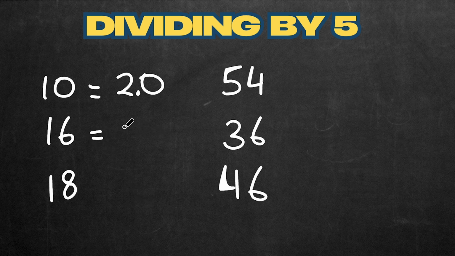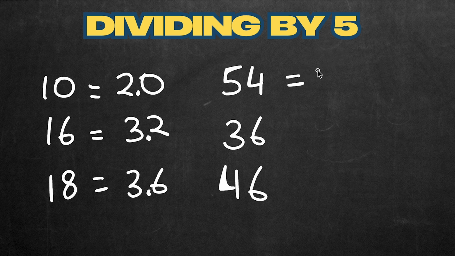16. What is the double of 16? 32. To have it divided by 5, just place a decimal here. So it will be 3.2. You can divide it in your calculator and check. Okay? The same. Double of 18, guys. Come on. 36. So divided by 5, 3.6.